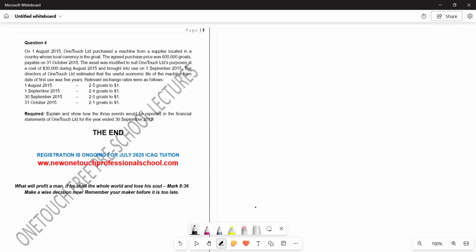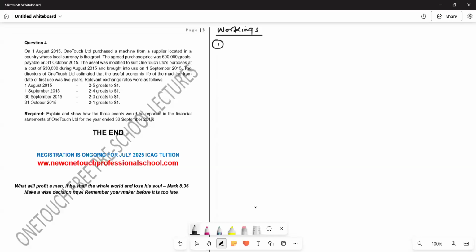When you read, then you pick. So the first thing is that they agreed to purchase; the agreed price was 600,000 groats, as at 31st October 2015. Okay, so let's move. Let's pick it into workings. As you read, you do the working.